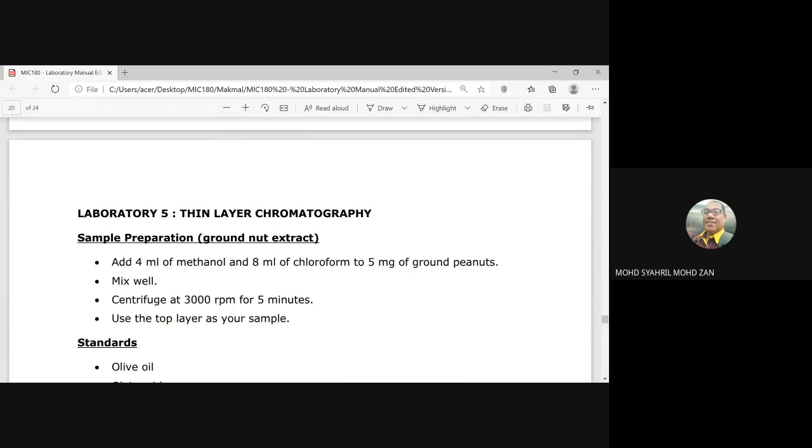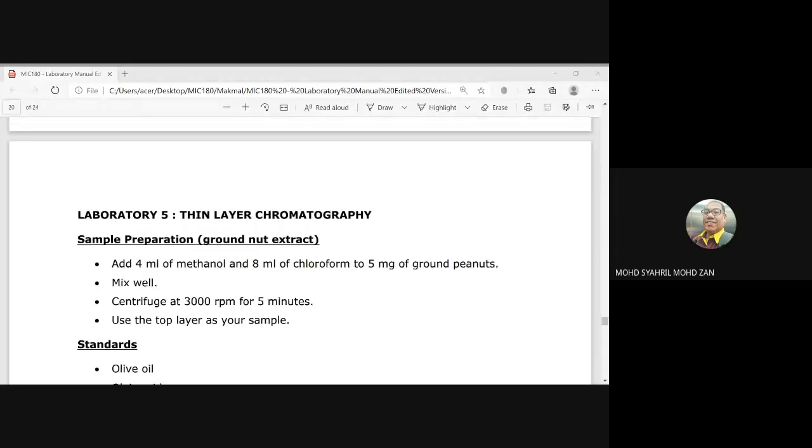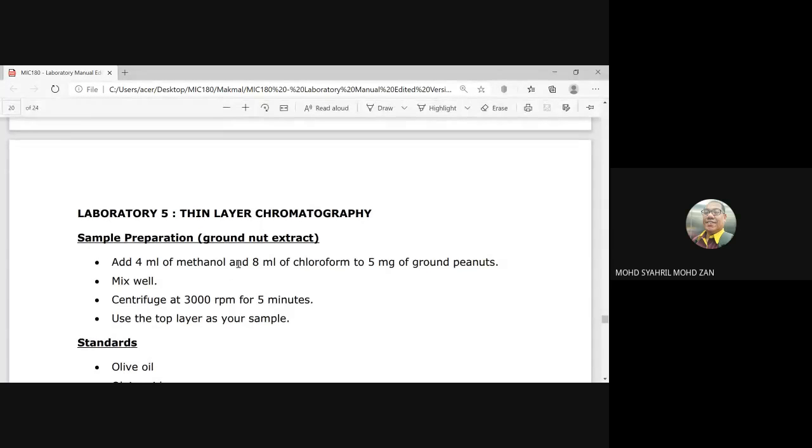Right. So today is our laboratory number 5, which is what we call thin layer chromatography. Okay, first of all, you have to prepare the samples. Okay, so the sample is actually from the groundnut extracts. Okay, so how do you prepare the samples?